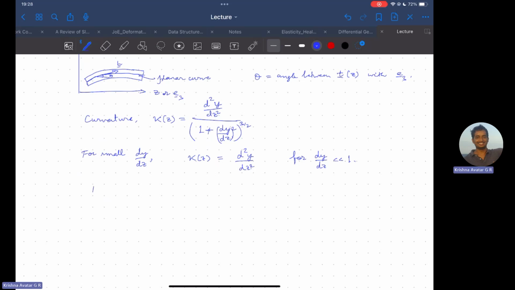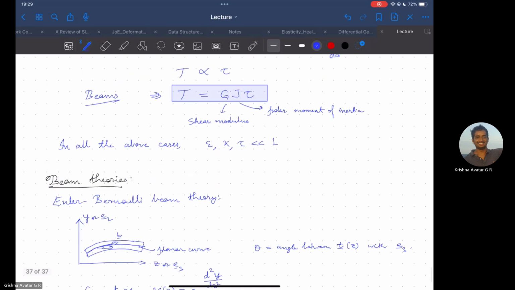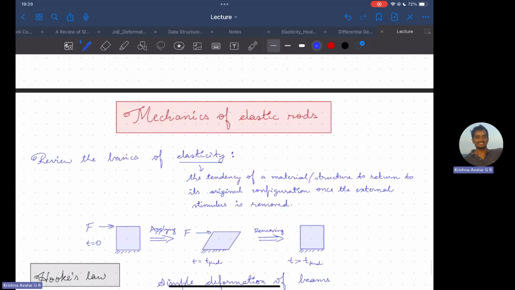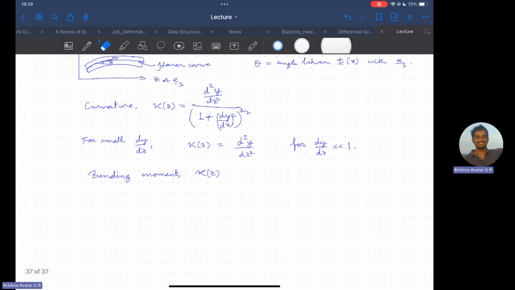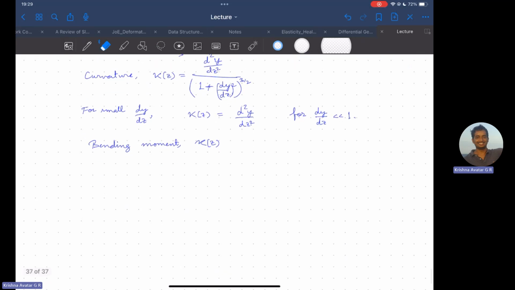Now the bending moment. Here I must attribute that I am following the notes by Professor Ajit Kumar of IIT Delhi. Just to put things in perspective, I'm mainly basing my lectures on his notes on elastic rods.